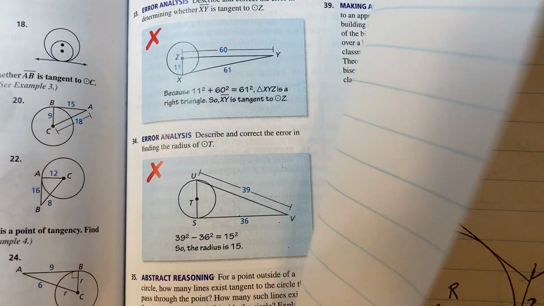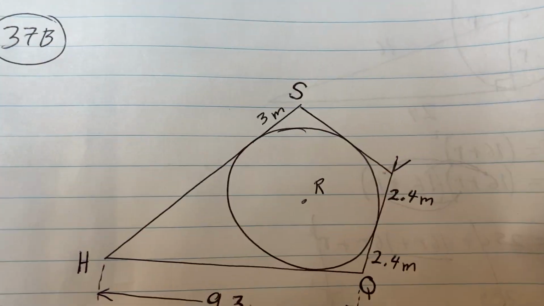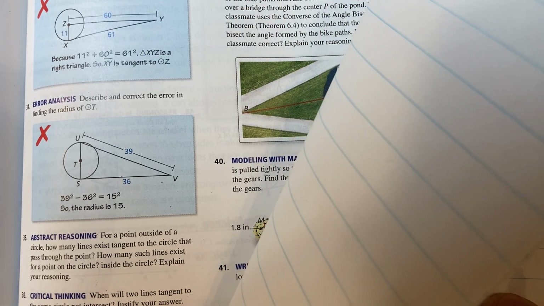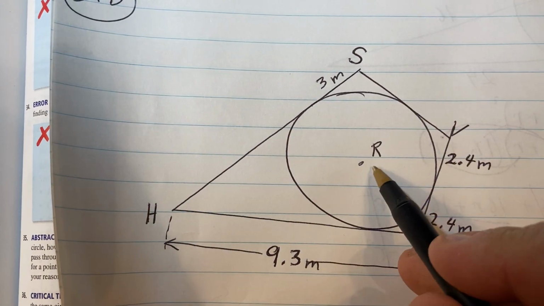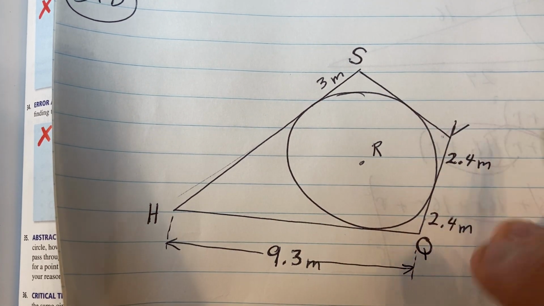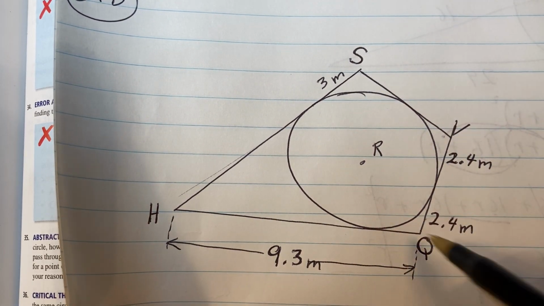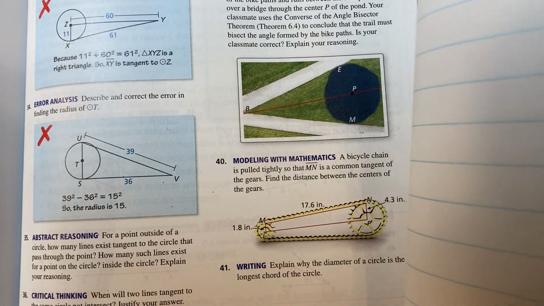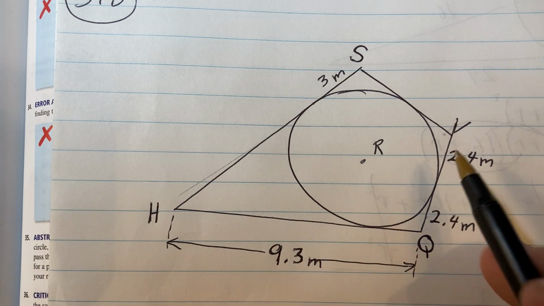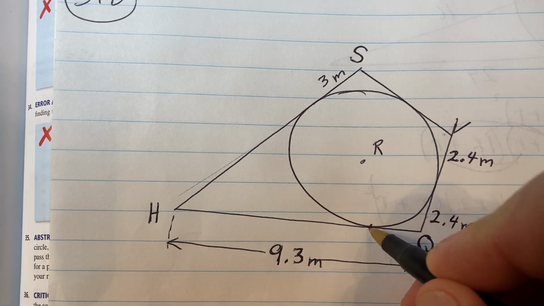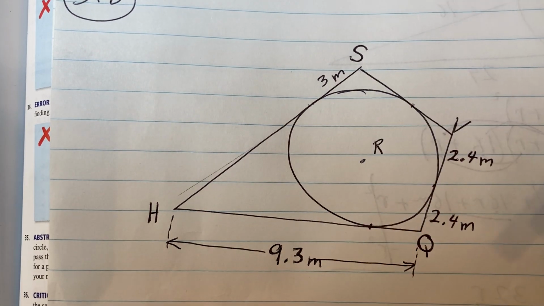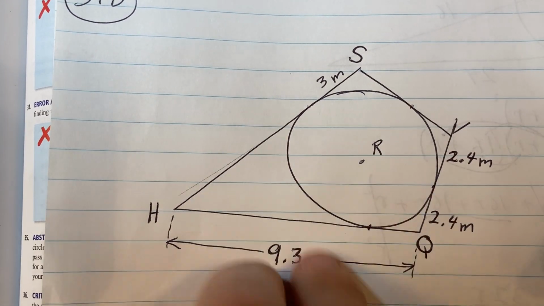Question number 37. Each side of the quadrilateral is tangent to circle R. So tangent, tangent, tangent, tangent to SVQH. Find the perimeter of the quadrilateral. So these are all tangents. That's a point of tangency, there's a point of tangency, that's a point of tangency, that's a point of tangency. What? How do you do that?